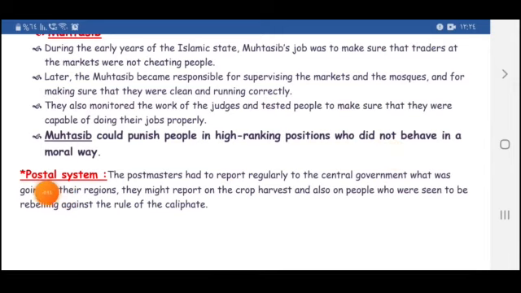The other Diwan is the postal system. The postmasters had to report regularly to the central government what was going on in the regions. They might report on the crop harvest. This is one piece of information that should be reported by the postal system, and also on people who were seen to be rebelling against the rule of the caliphate.